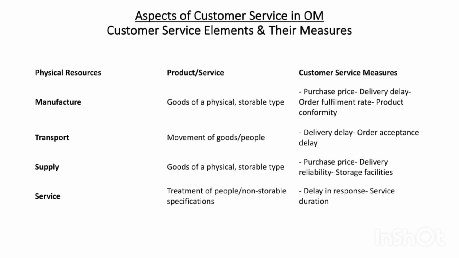The third aspect is supply. That means supply through warehouses, distributors or stock points. Same as manufacture for the product or service, but here the focus is availability. The customer service measures are purchase price and delivery reliability. Like if a customer asks for 1,000 bags of cement, will you deliver 1,000 bags? Or if there is any shortage is the question here. Then the storage facilities, whether it is stored safely, all those things.